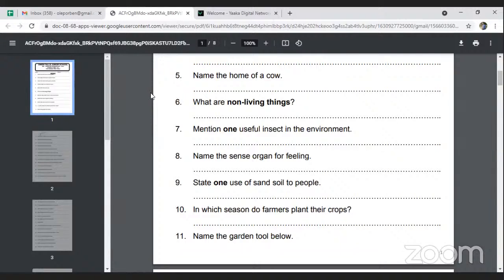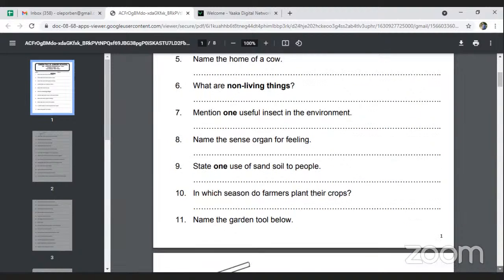Hello? When someone answers your question, you tell that person that it is correct, so that the person will also ask you the question. Okay. Yes. So the wet season is correct. So you continue asking. Name the garden tool below.